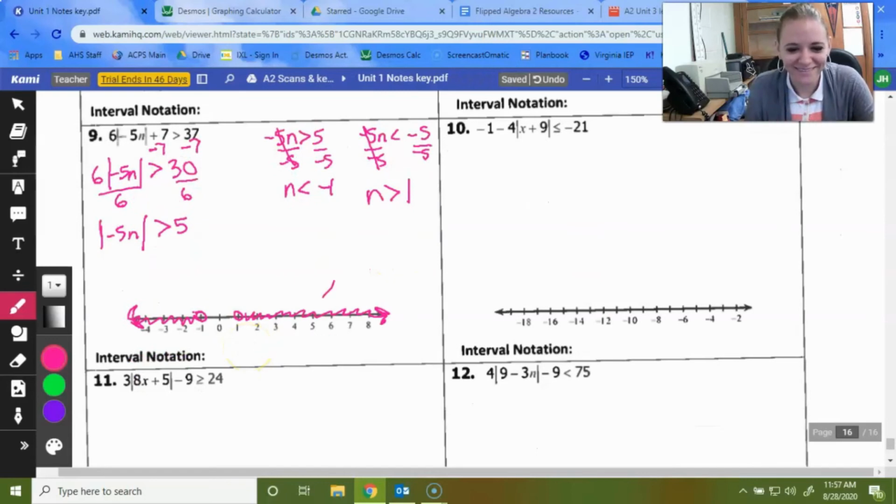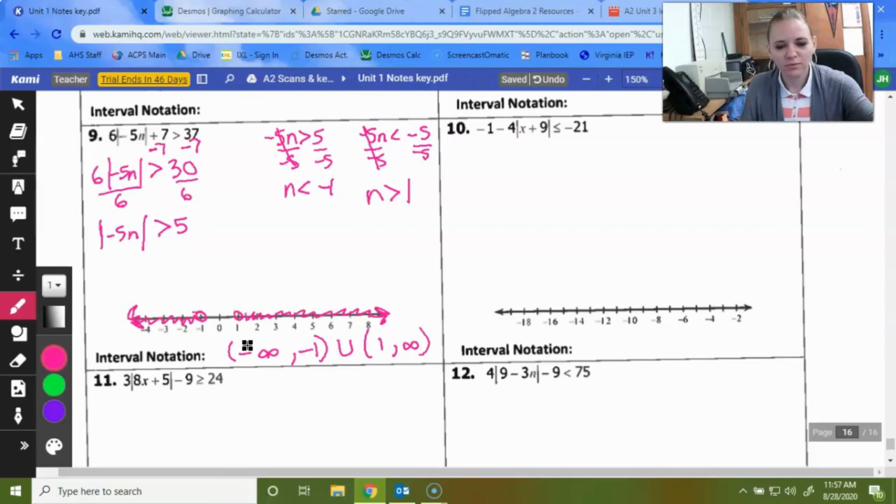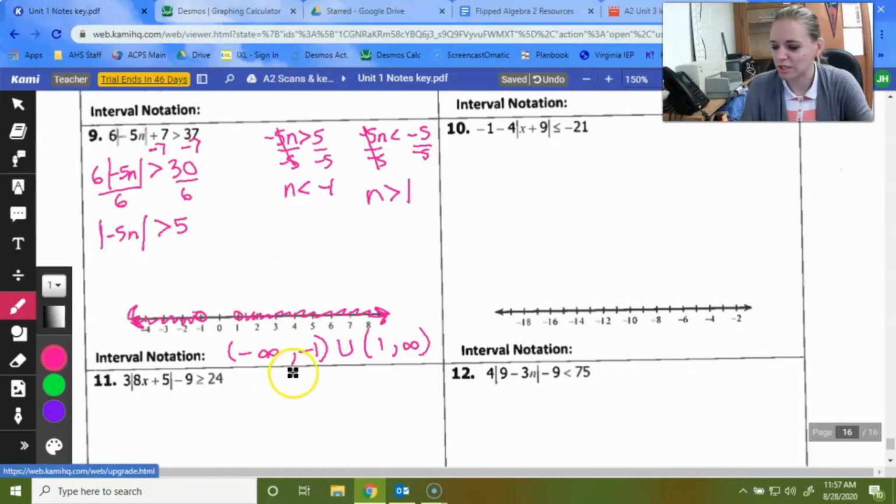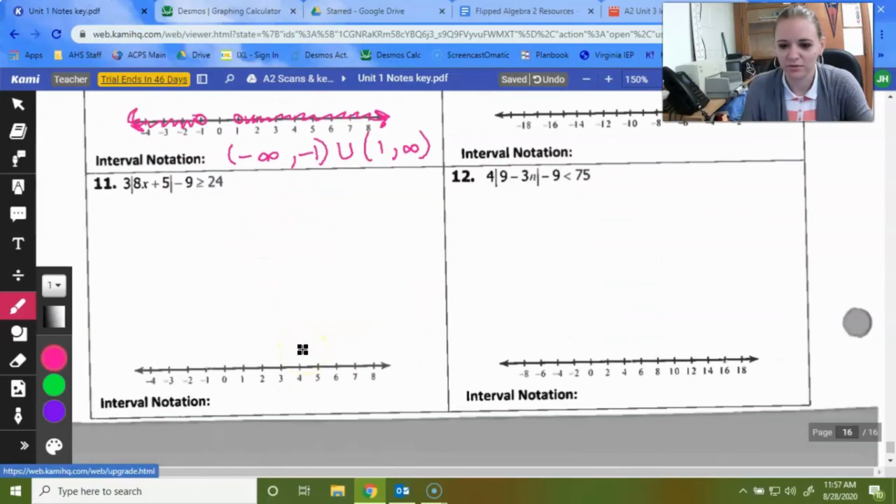Alright. Interval notation. Negative infinity to -1, and those are open. Union with 1 to positive infinity. Alright! So, what do you think about that? Not too bad, hopefully? Desmos will be your friend, so definitely check everything in Desmos and see how it goes.